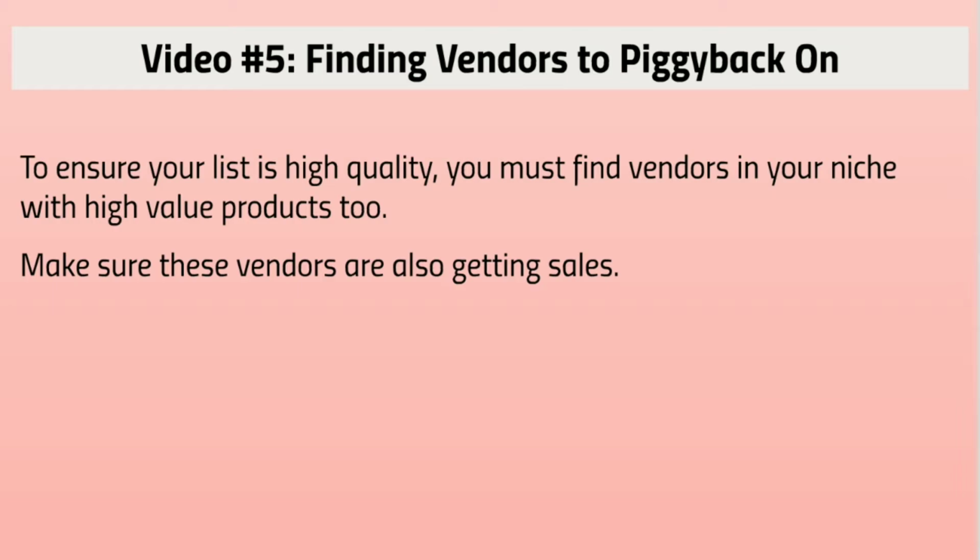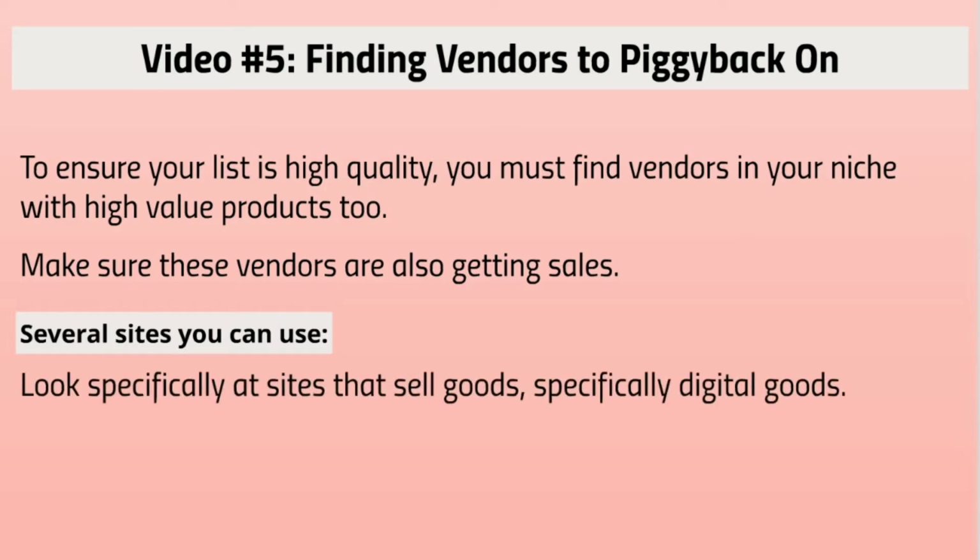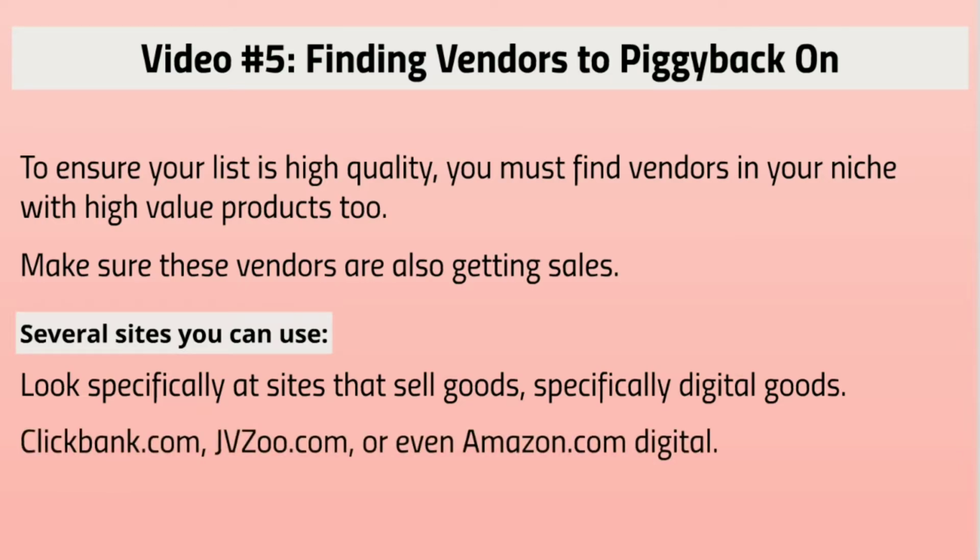So you want to make sure that the vendors are getting sales and high quality. And there are several sites that you can use to find these vendors. So keeping that in mind, you want to look specifically at sites that sell goods, specifically digital goods. If you are selling a digital book, a digital video course, or something digital or intangible, you could technically look at sites like Amazon.com, but most of those are selling through Amazon and are physical goods. Now, that doesn't mean that you can't maybe even convert your product into some sort of physical good. You could approach it that way as well.